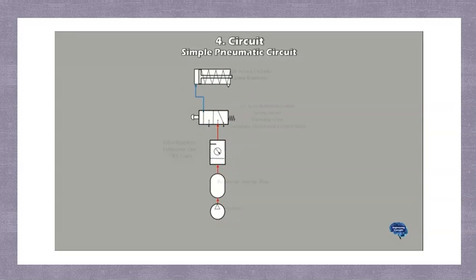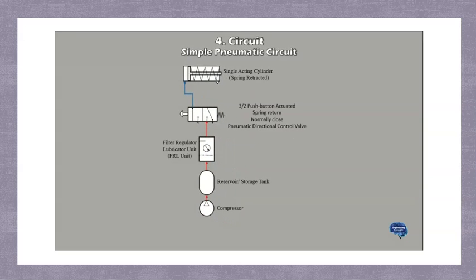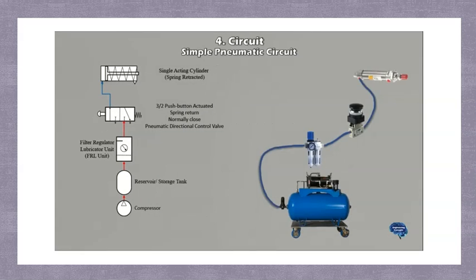The circuit consists of active components and passive components. Active components are 1. Compressor, 2. Air tank, 3. Pneumatic pipes, 4. Valves. On the other hand, passive components are 1. Pneumatic cylinders, and 2. FRL unit.